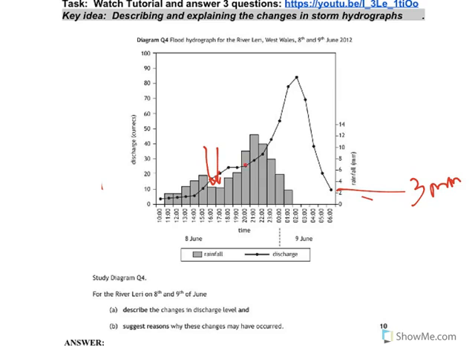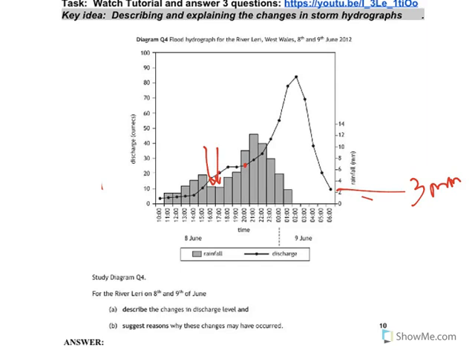So from about 8 o'clock through to the peak at 2 o'clock in the morning, which is there, we see a rapid rise from around about 25 cumecs to a peak of over 80 cumecs. Now, why is this? We're going to get a lot of marks at this point.